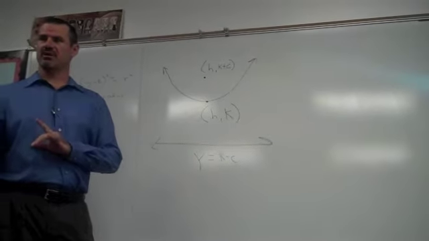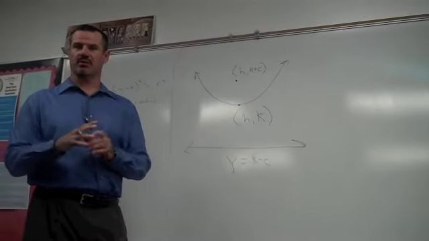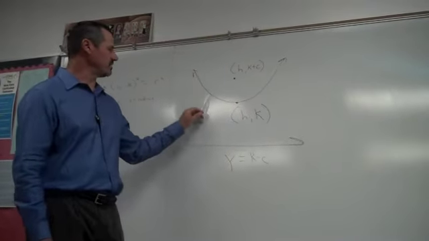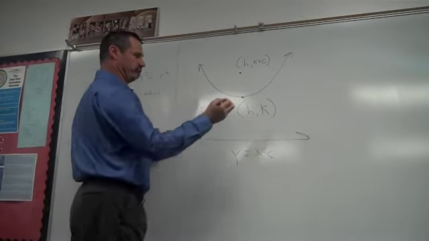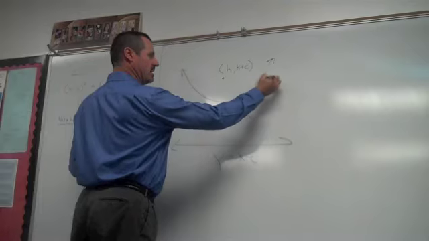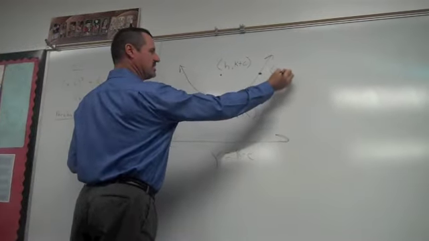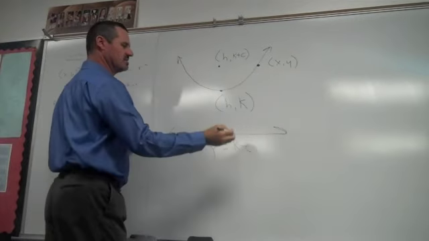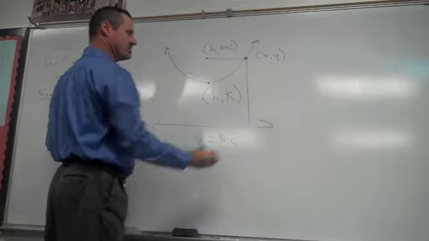Just like when I was deriving the general form for a circle, I picked a point somewhere on the parabola. That could be anywhere. I could pick that point, that point, that point, anywhere. I'll just pick right here. And what did I label it on the circle? (x, y) is correct. Somebody pay attention. This distance needs to equal this distance.